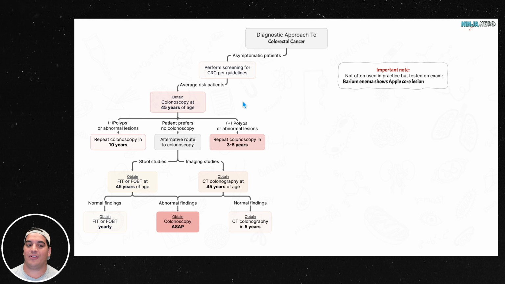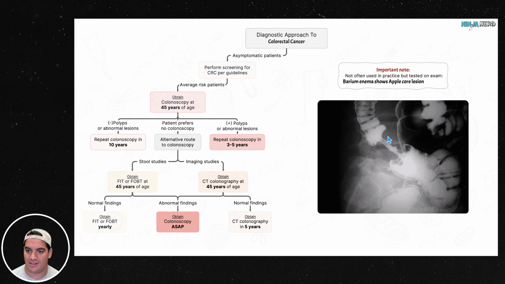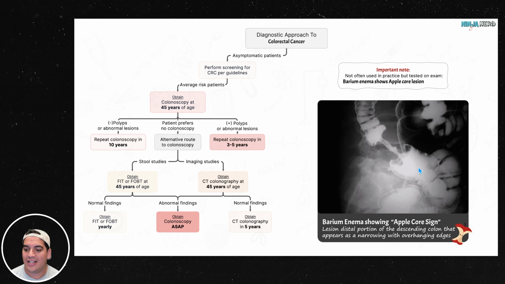So let's say that, for example, on the exam, they say a patient came in, they ended up getting screened. They ended up getting a barium enema, and it shows this lesion, the apple core lesion. It looks like someone took a bite out of this thing. That is pretty consistent with a colorectal cancer. And so that's something that we would say on the exam. If you ever see that apple core sign on barium enema, think about colorectal cancer.